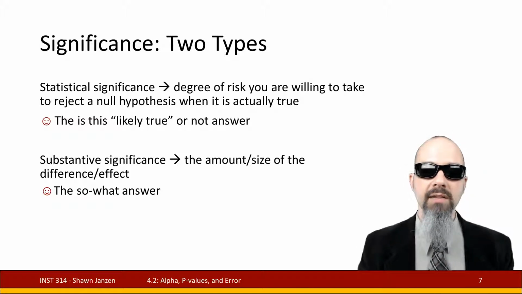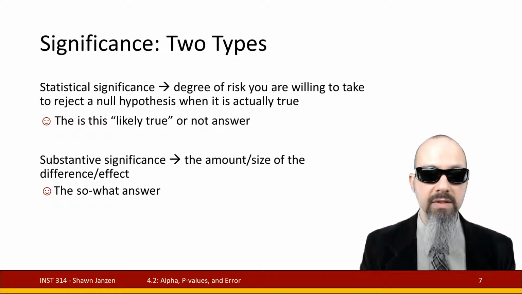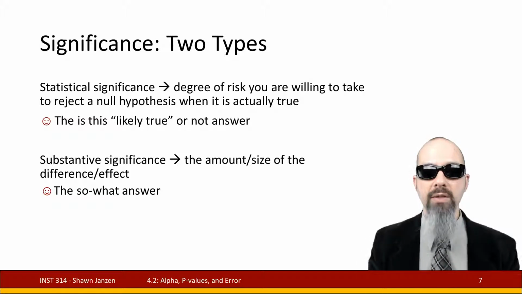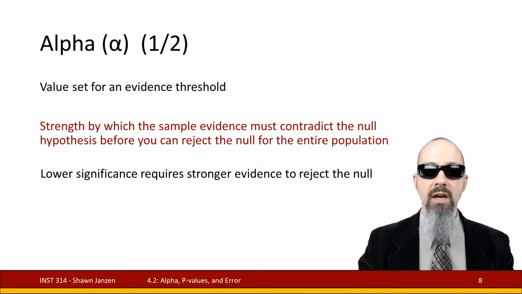The other sign of significance is substantive significance, and that is where we're talking a bit more about a qualitative component on the amount or the size of the difference in the effect. This is our so what answer, the who cares sort of answer. So getting back to the statistical side as we dig into this, let's talk about alpha. Alpha is a number. It's a value you set as the threshold.